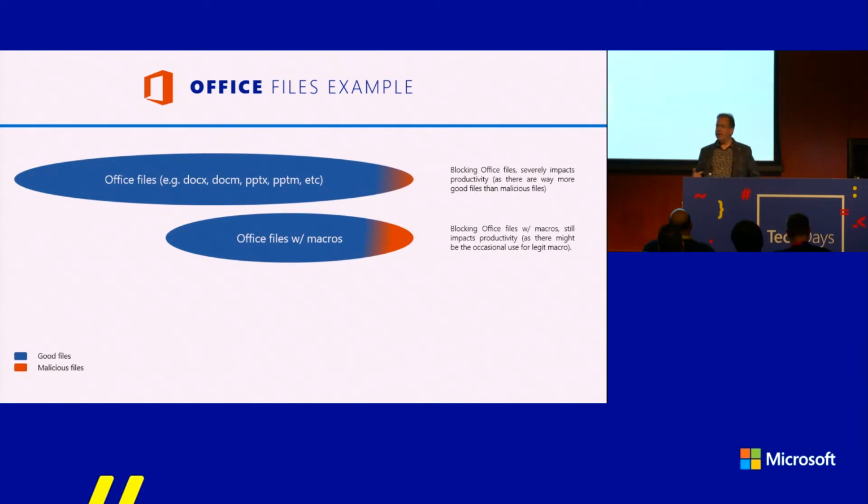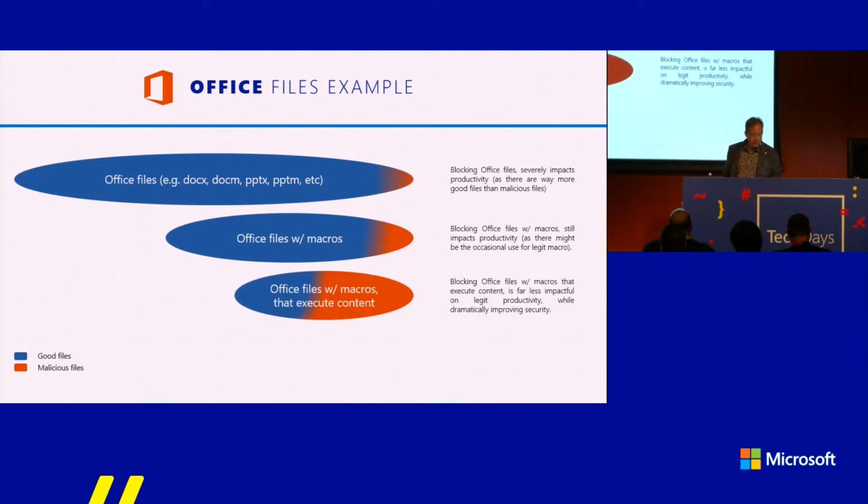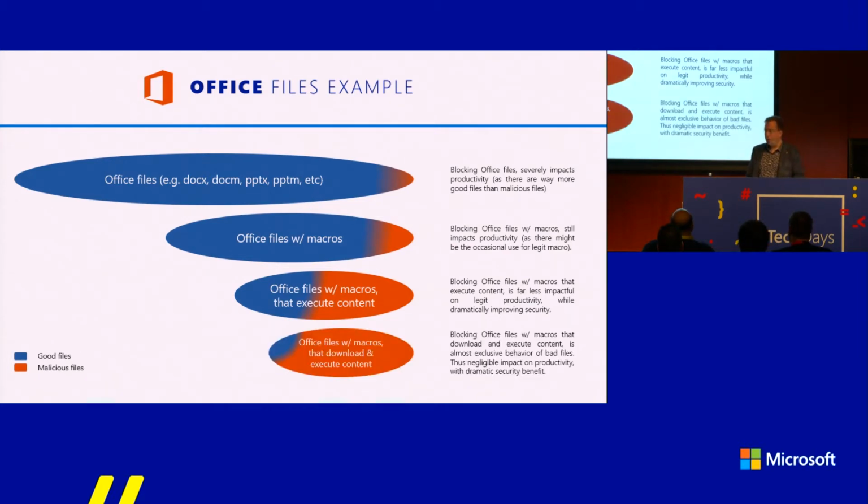So what if we instead looked at, well, what are the macros behaviorally doing that I should be concerned about? Are they executing other content? If they're executing other content, I might want to be worried. That's a signal that that's a macro that I may want to be suspicious of. Or if my macro is reaching out to the internet and downloading something, it almost certainly is something bad. So let's look at the behaviors.